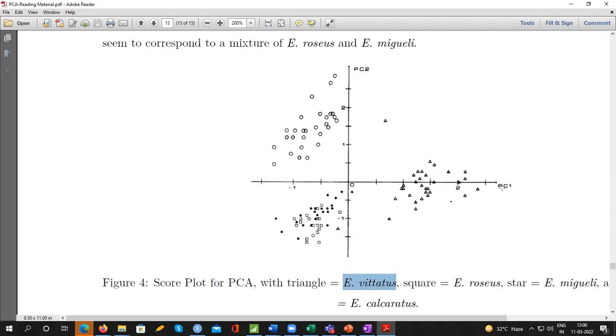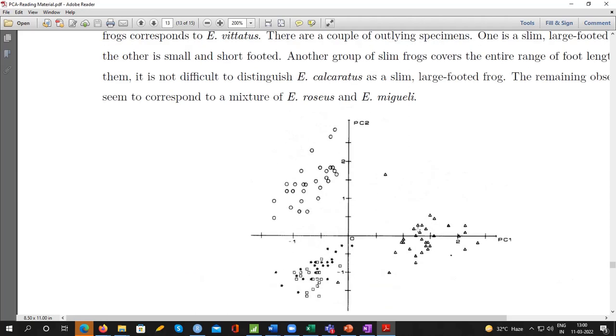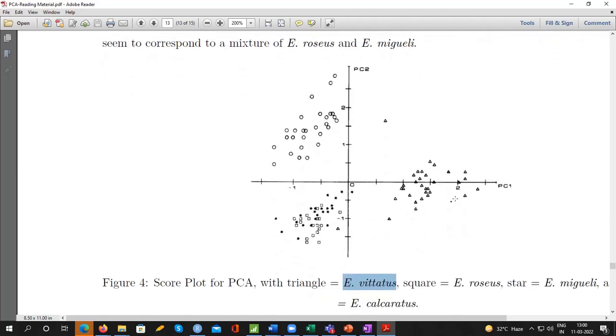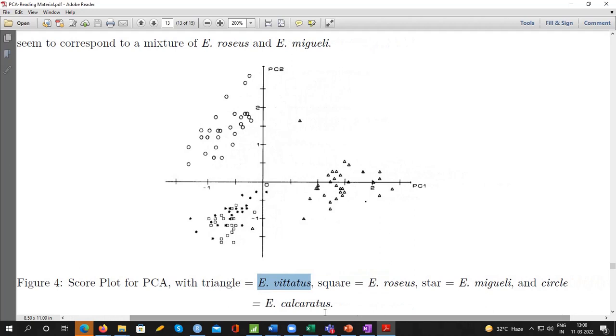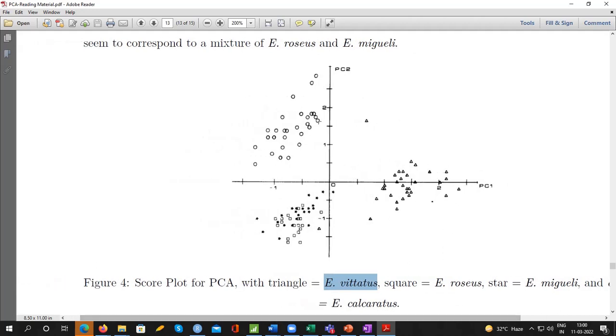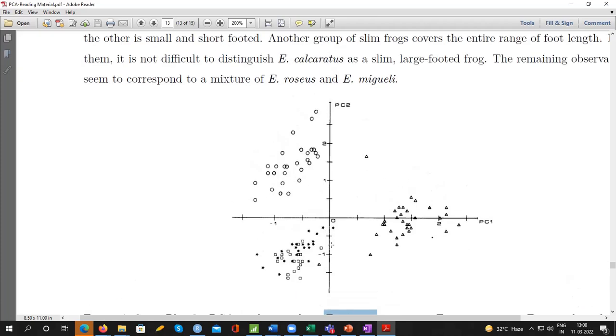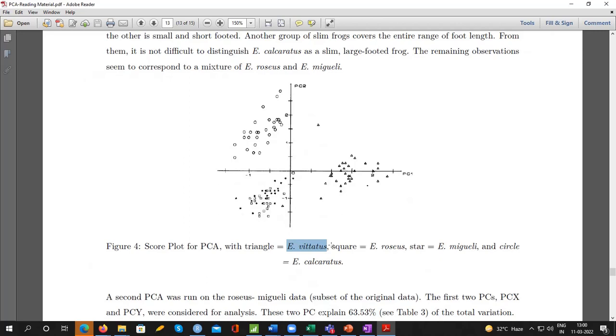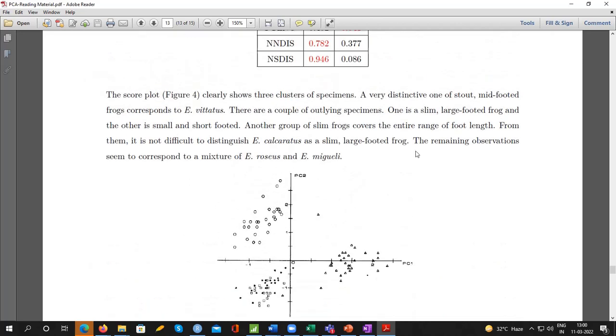These triangles denote that PC1 values for these frogs are high, they are positive, whereas PC2 values are near 0. And circles are E calculatus. For circles, PC2 values are high and PC1 values are low, they are negative. Okay, so what does it mean? What is the interpretation of this?